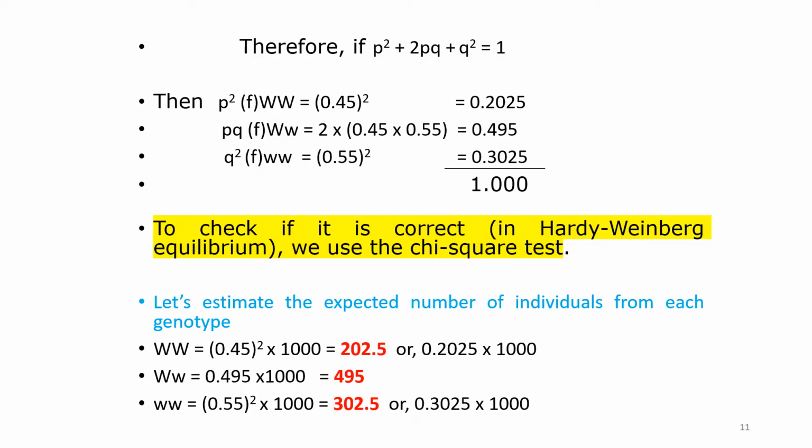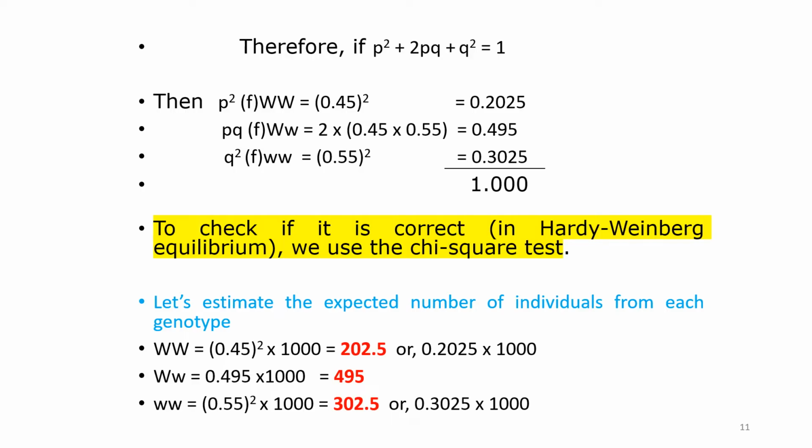So now we can check if this is actually correct, meaning it is in Hardy-Weinberg equilibrium. For us to do this, we use the tool known as the chi-square test. With the chi-square test, first, we have to estimate the expected number of individuals for each genotype. What was counted, we want to be sure whether it is what is actually expected.